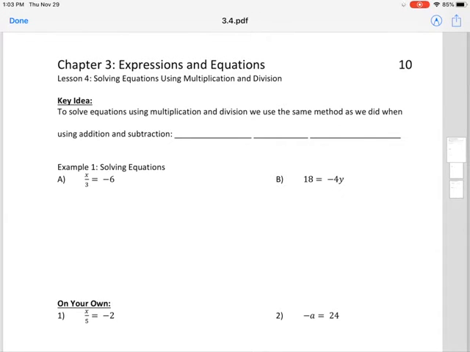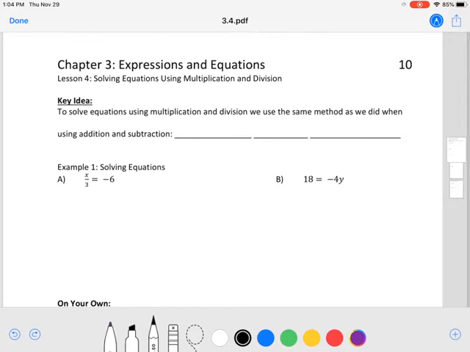And so when we want to solve equations using multiplication and division, all we have to do is use the same exact method we did yesterday when we were using addition and subtraction. And so what we're going to do is just undo the operation. So that's the key idea that we want to keep in mind whenever we are trying to solve equations, is to undo whatever operation we see.